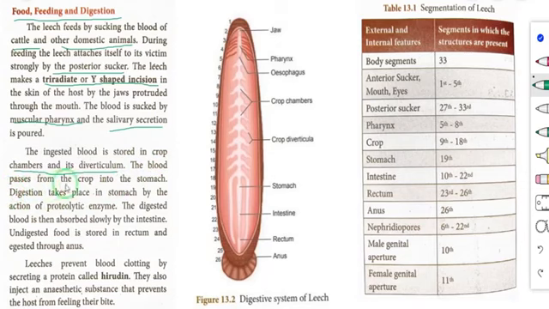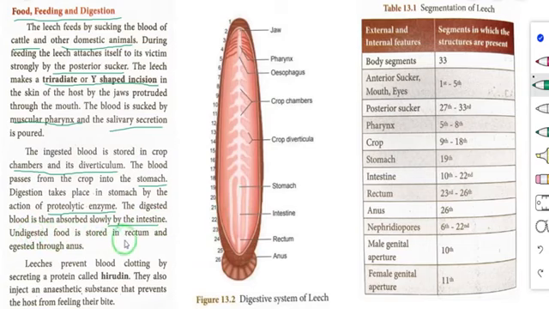The blood passes from the crop into the stomach. So after sucking, it enters into the stomach region. Digestion takes place in the stomach by the action of proteolytic enzyme. So in which region does digestion take place? Digestion takes place inside the stomach region with the help of proteolytic enzyme. The digested blood is then absorbed slowly by the intestine.